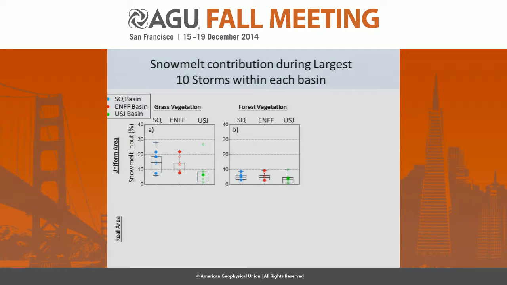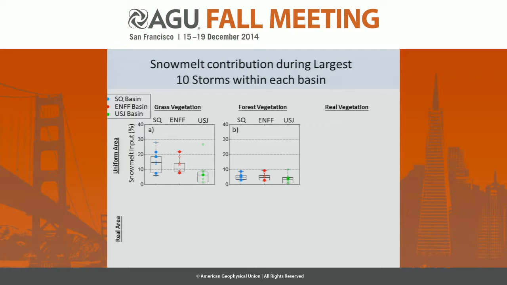When we go to a forest vegetation, this cuts down the contribution from snowmelt in all basins. And when we use the actual fraction of vegetation within each basin, for the Snoqualmie and East North Fork Feather River Basin in blue and red, we see a little higher fraction because there's been some logging in these basins, and we have a higher fraction of grass or clearing.